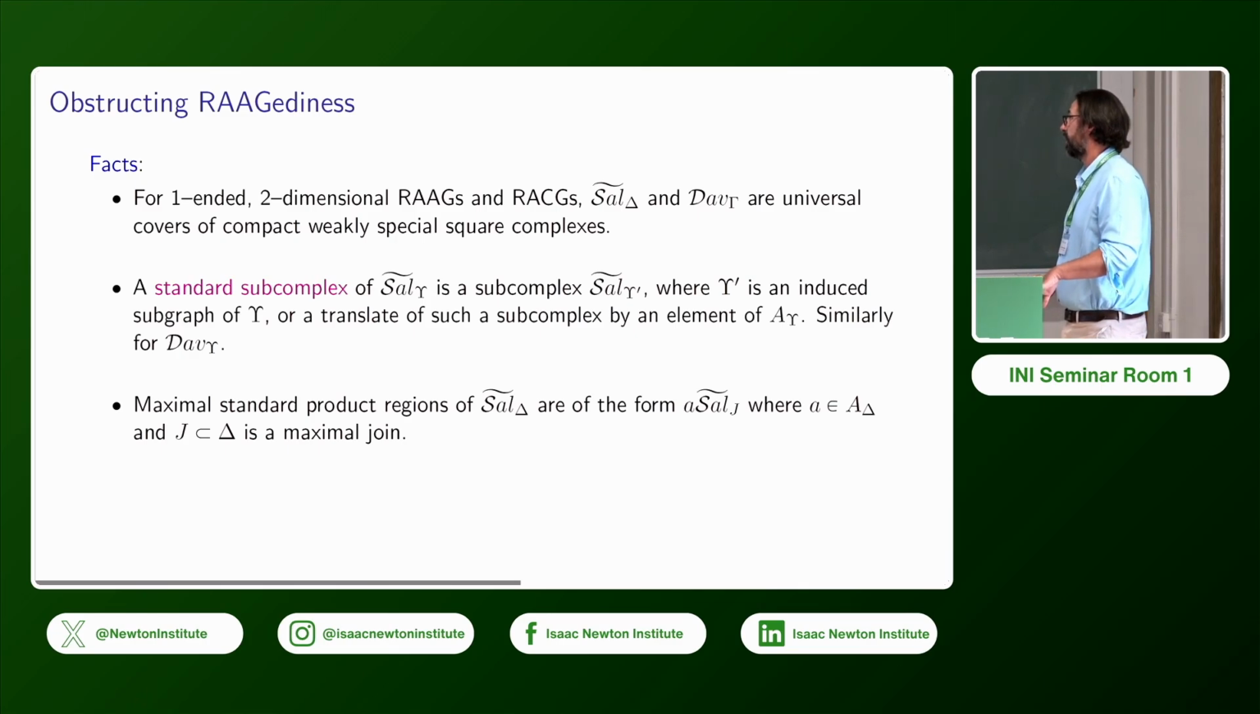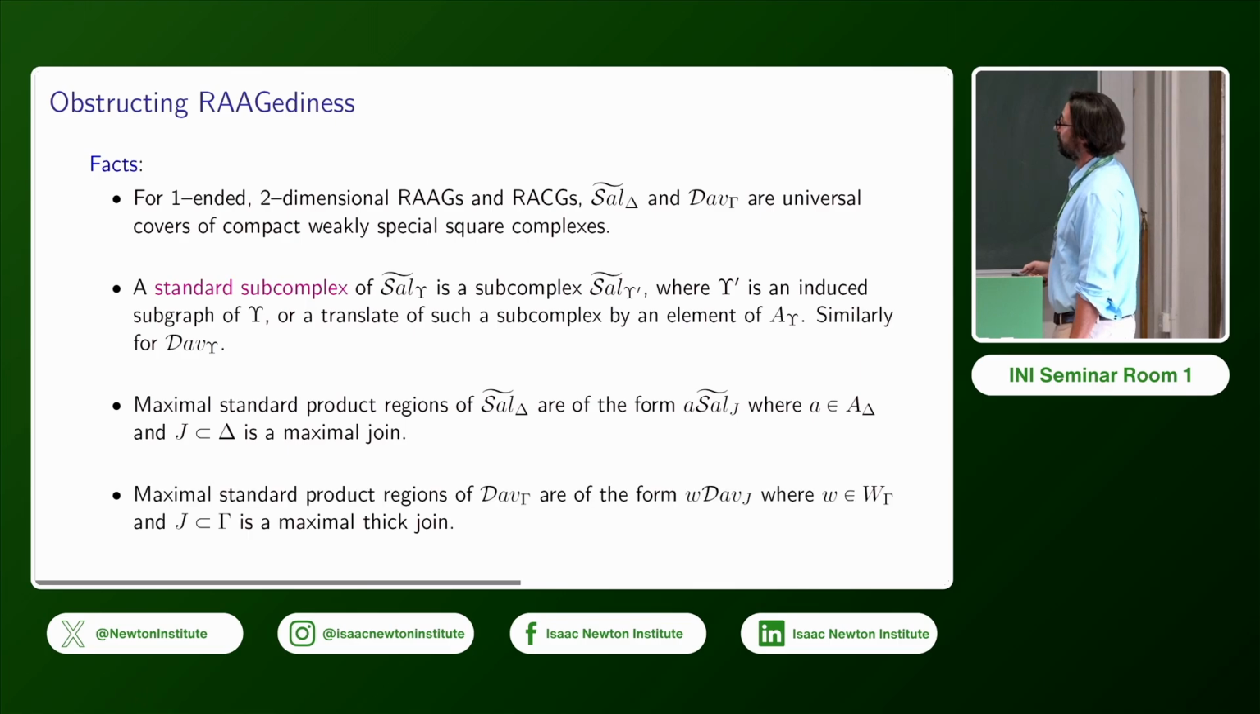Maximal standard product regions, maximal standard product subcomplexes, they're the standard subcomplexes that are maximal products. So for it to be a product, what you want is that the subgraph you're choosing was a join. And for it to be maximal, what you want is that that join was a maximal join in your presentation graph. And for the Coxeter case, it's almost the same, except there's this extra word thick in here.